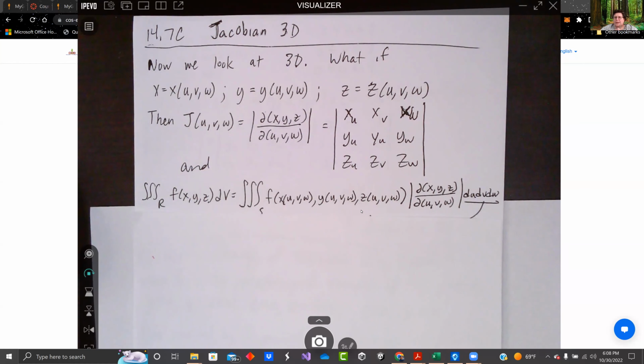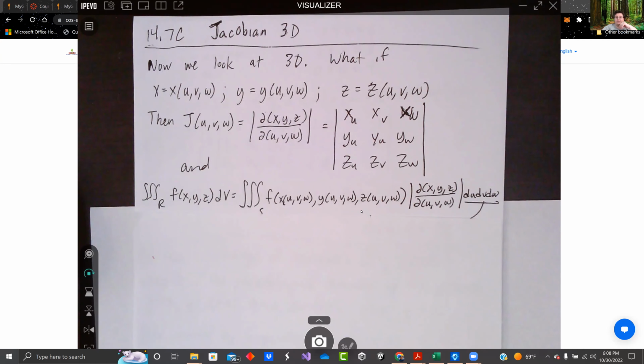We're doing the Jacobian or the multidimensional u sub. This is 14.7 in Anton's 11th edition for Calculus 3. Let's get right into it. So the 3D Jacobian doesn't look much different than the 2D, other than we're upping it to 3D.